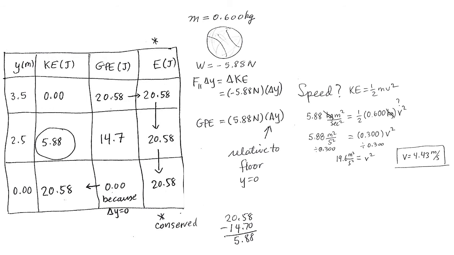Now, the setup for the problem was it started at the apogee, or the top of its arc. It was in a straight up, straight down arc. And so that means that at 3.5 meters elevation, kinetic energy is 0.00 joules. So that's your start.